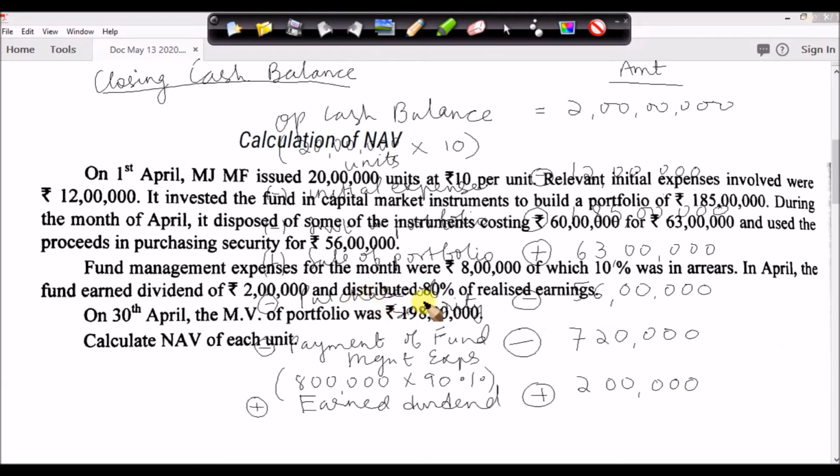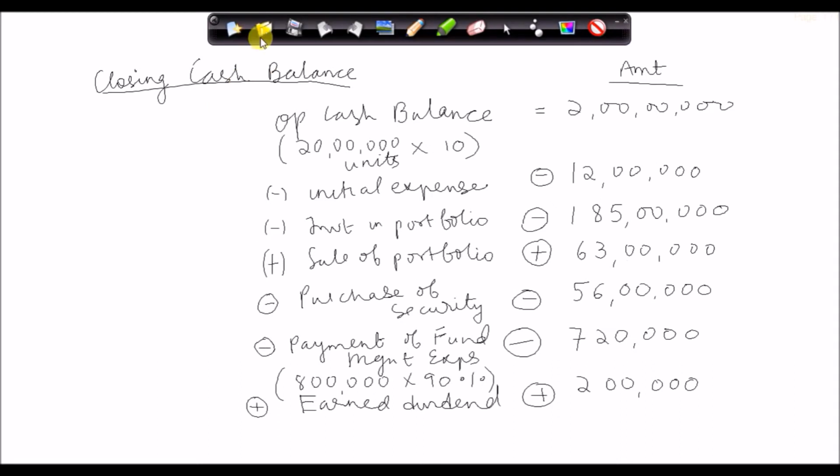And now distributed 80% of the realized earnings. So now I am going to calculate this part, distributed 80% of realized earnings. So I will take a new page.